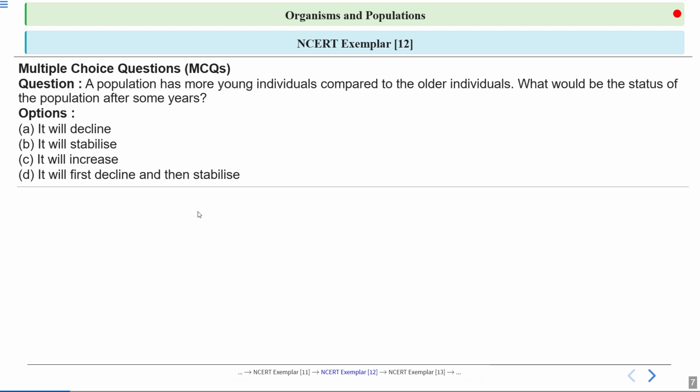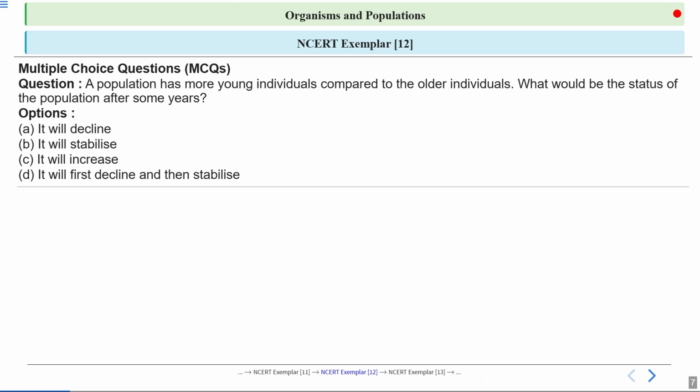Okay, so let's discuss this question. A population has more young individuals compared to older individuals. What would be the status of the population after some years? You have 4 options. You have to select the correct answer from these options. This question tests your understanding of population dynamics, specifically how the age structure affects whether a population will grow, shrink, or stay the same over time.